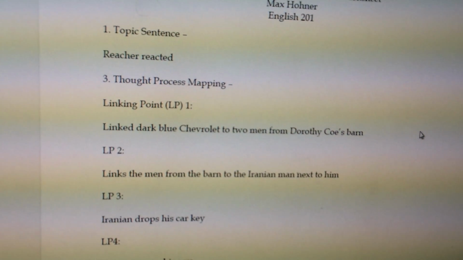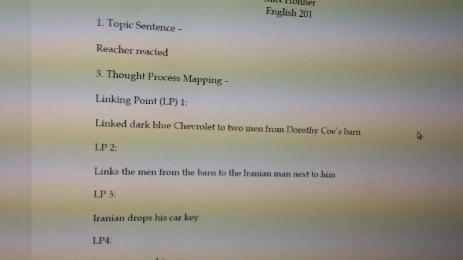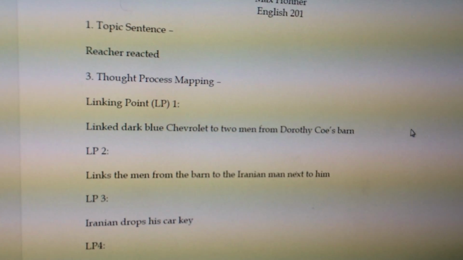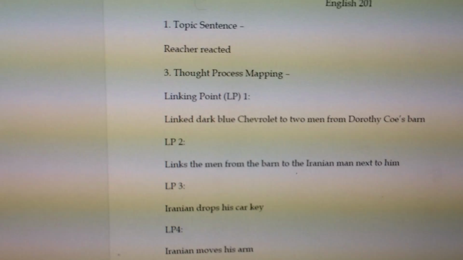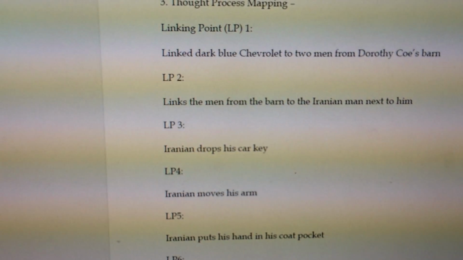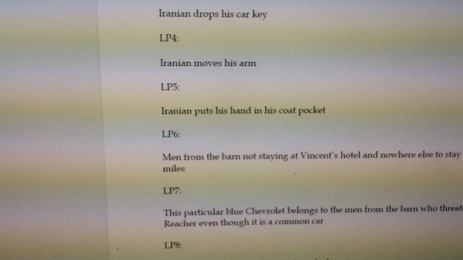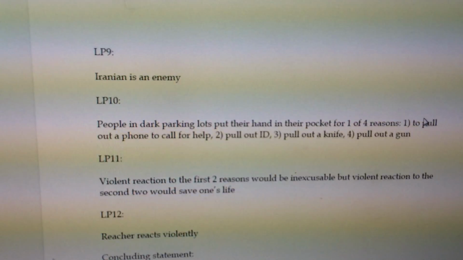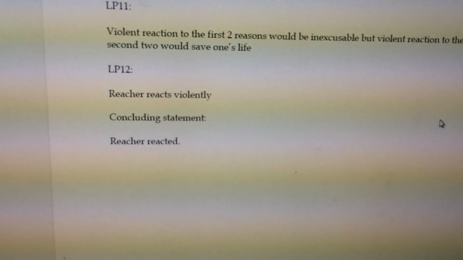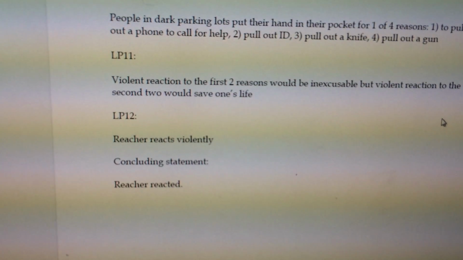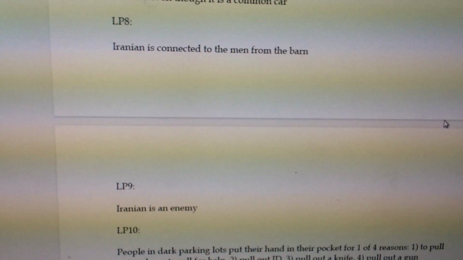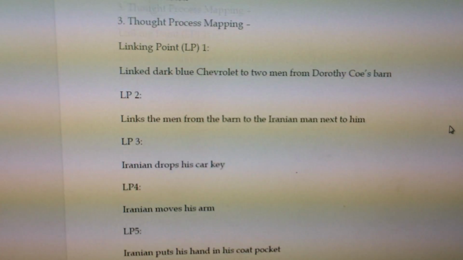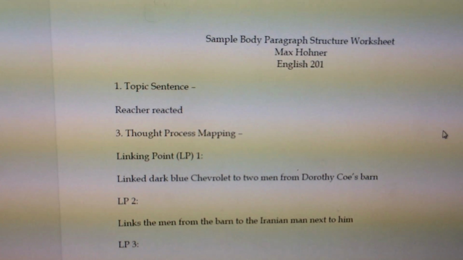So Reacher makes a choice. He decides to react. He decides to preemptively attack the person he sees rather than waiting for that person to attack him. And then I have all the linking points. What I've done is taken every thought he has over the span of 2 pages in his book and put them here so that you can see the logic behind his decision. And these are for the most part direct quotes from the book. So hopefully that makes sense.